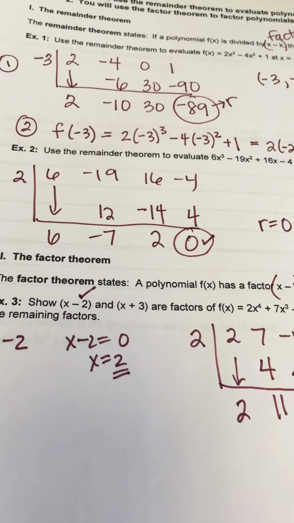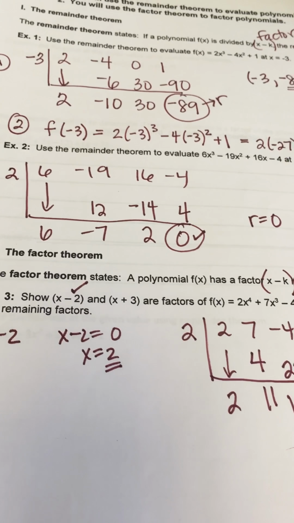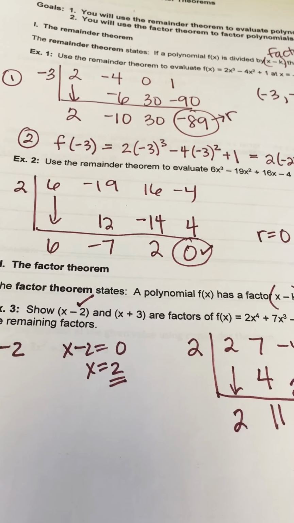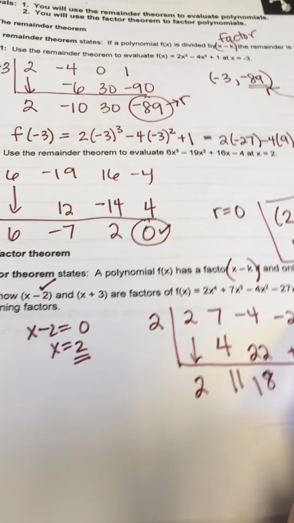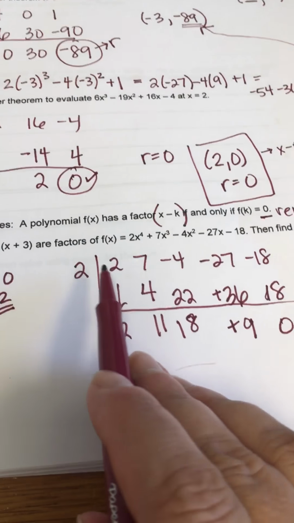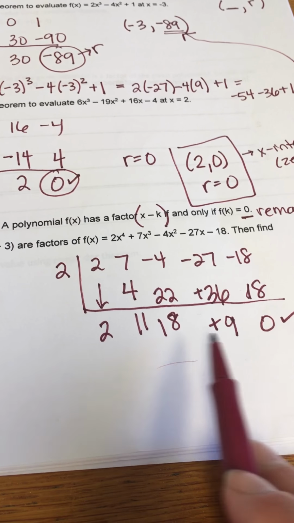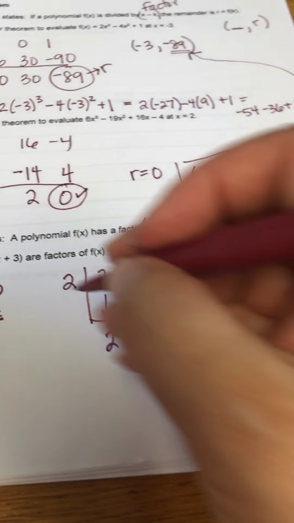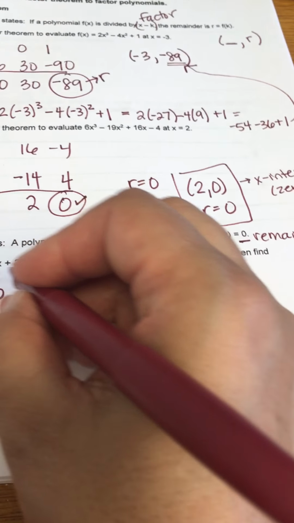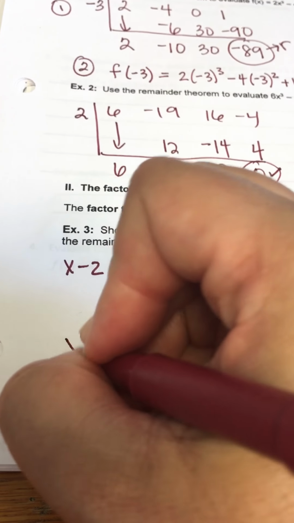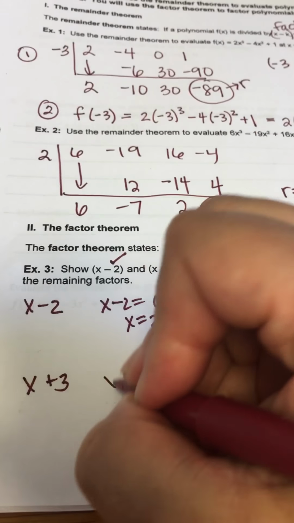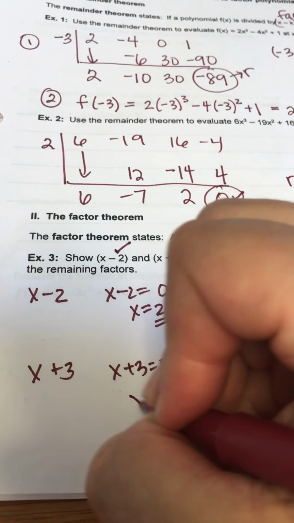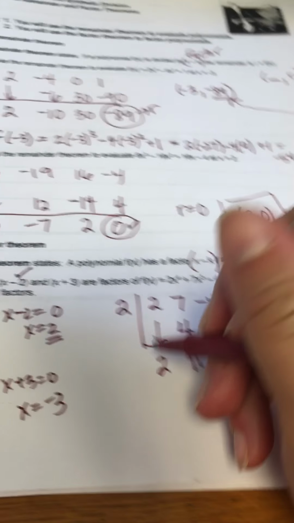Now, here's the thing. If you're asked to do multiple factors in a row, don't start over again. So I worked with 2, and it works, and I have that. Work with these numbers now. So keep going down. Don't rewrite the whole problem or scratch these out. So keep working with this. So I want to show my next one is x plus 3. So I want to show that negative 3 is also a factor.